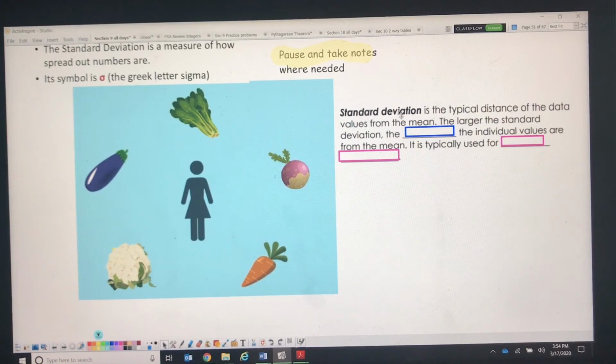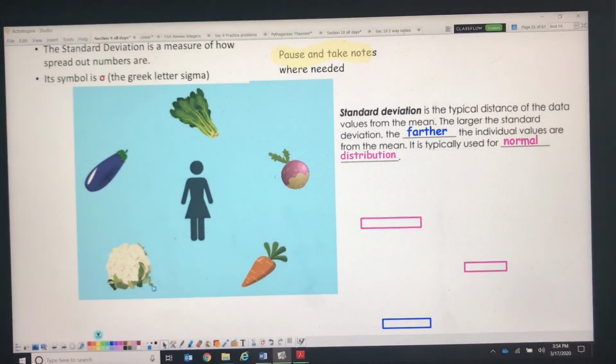Your standard deviation is your typical distance that data varies from the mean. The larger the standard deviation, the farther the scores are from the mean. Standard deviation is typically used for a normal distribution.